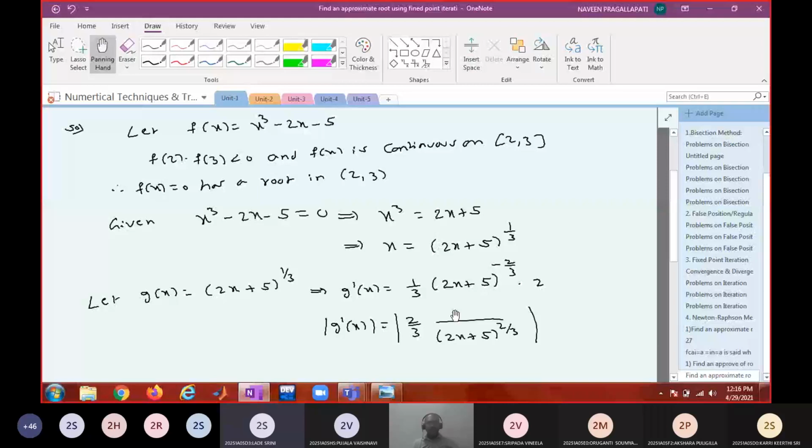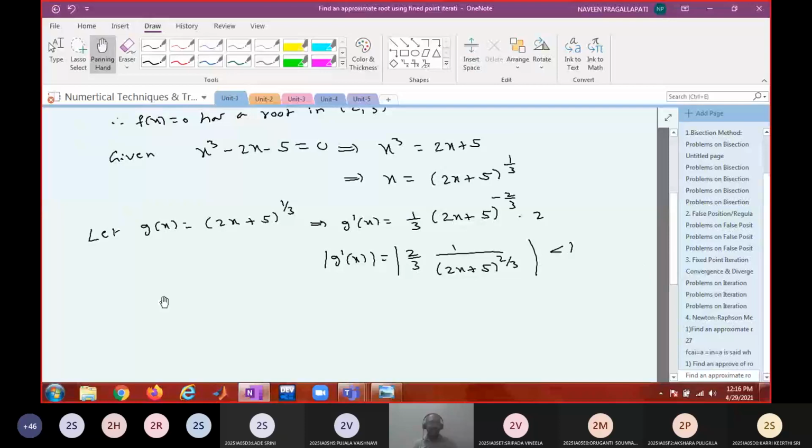Yes. So this is less than 1. 2 by 3 less than 1 means product is also less than 1. I think analytically also you can say that this will be less than 1 for all values in between 2 and 3. Therefore this will work for us. Agreed or not? Yes, sir. Therefore you consider this as an iteration function. Apply iteration method.